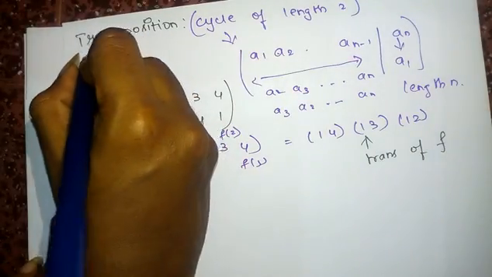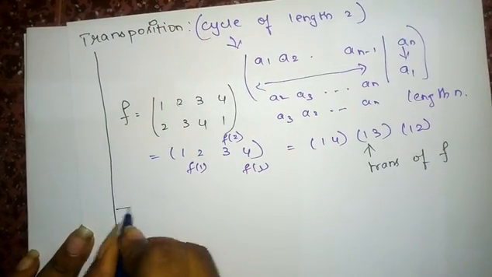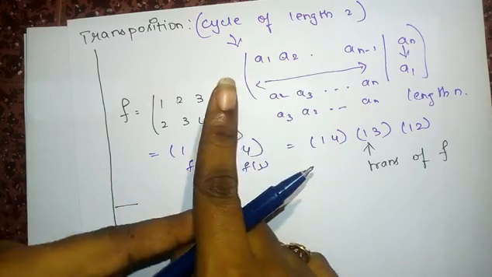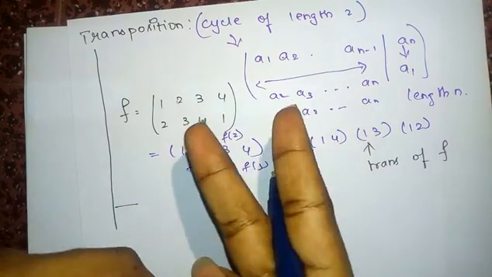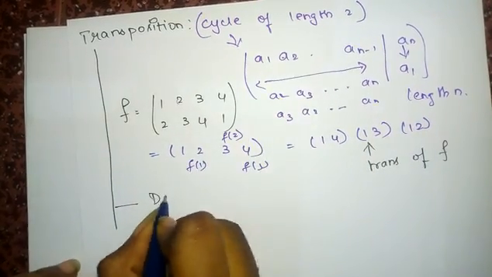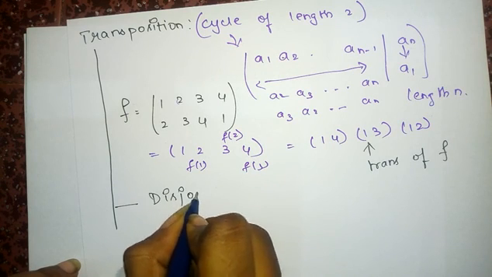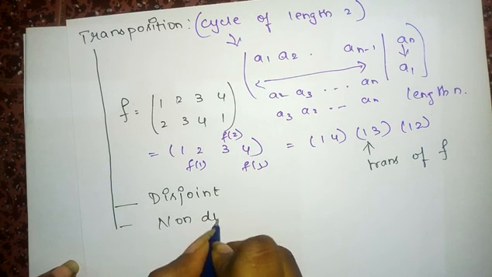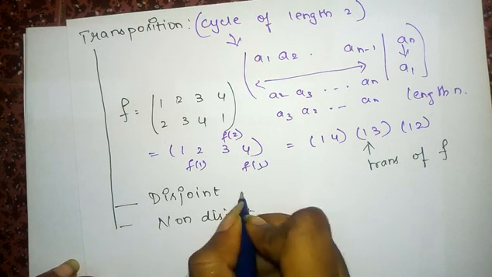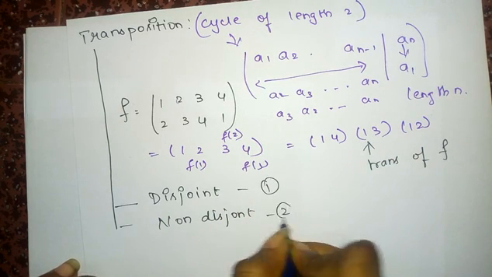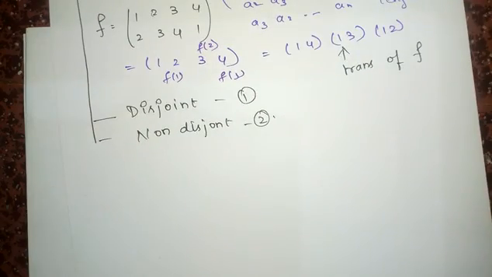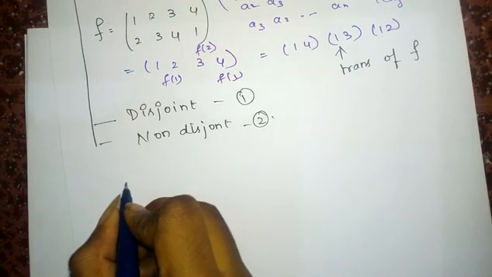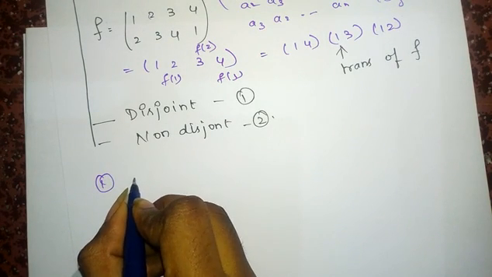Now I am going to define permutation in two ways. One is disjoint and the second is non-disjoint. I'll take this to be 1 and this to be 2. First I'll explain the disjoint.